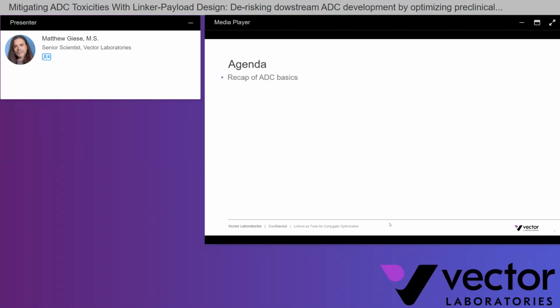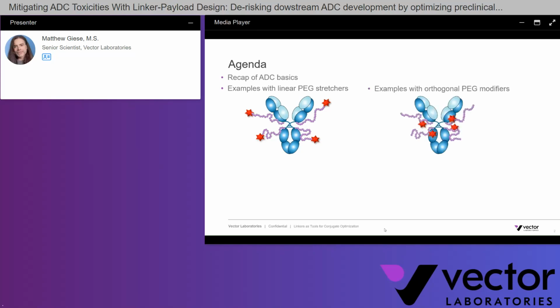So first, we're going to start out with a recap of some ADC basics. We're then going to present some examples with linear PEG stretchers, and this will be followed by examples with orthogonal PEG modifiers. And then we're going to wrap it up with an overview of Vector's DPEG-based building blocks and crosslinkers that you could use to synthesize conjugates such as these.